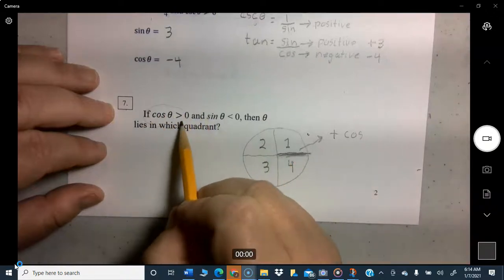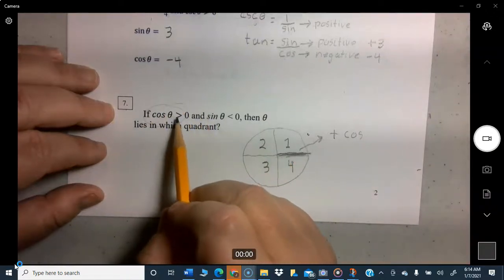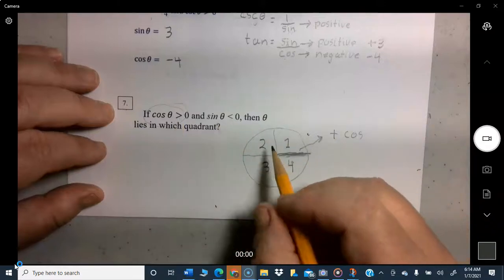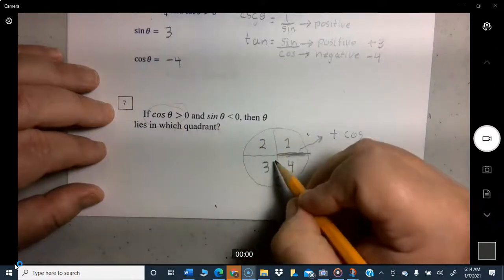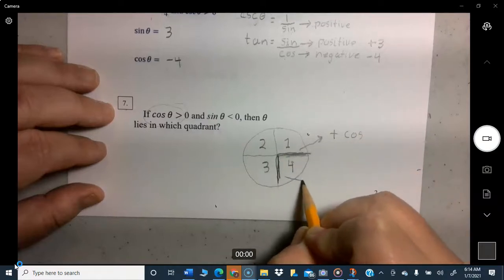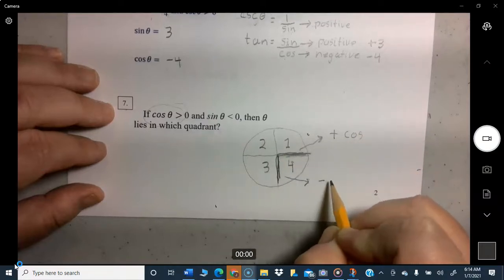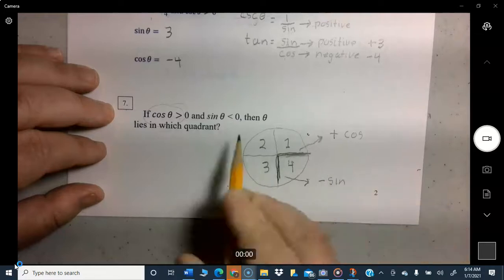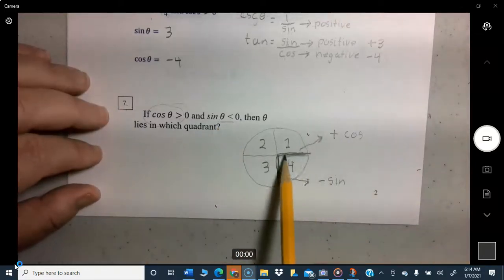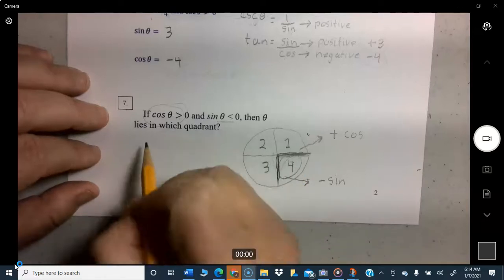And that's what they're saying. They're saying that cosine is greater than 0. It means it's positive. They're saying sine is less than 0, so it's negative. And sine is up and down, so that means it's down here. Okay, so this is negative sine. That's where it's less than 0. Okay, so the quadrant where you have both a positive cosine and a negative sine would be quadrant number 4.